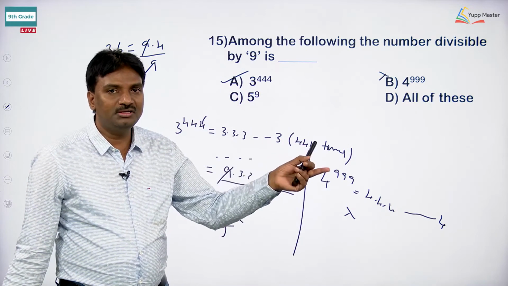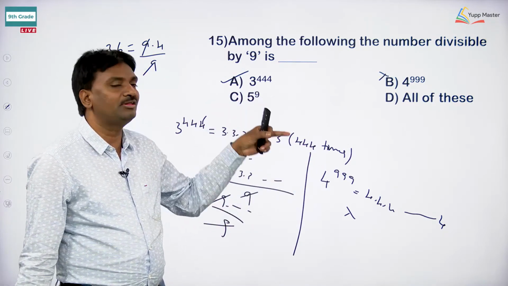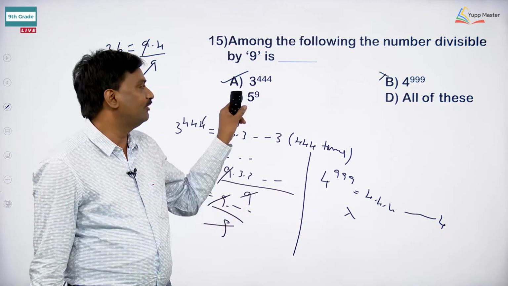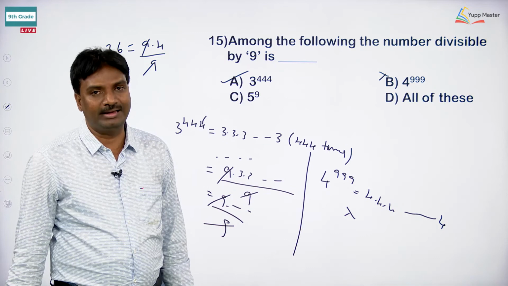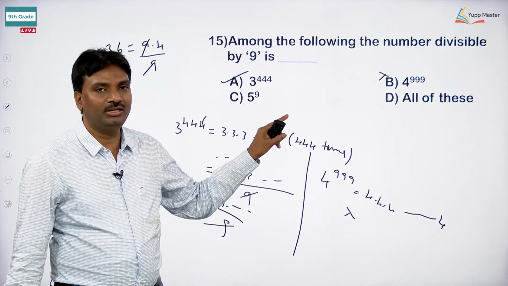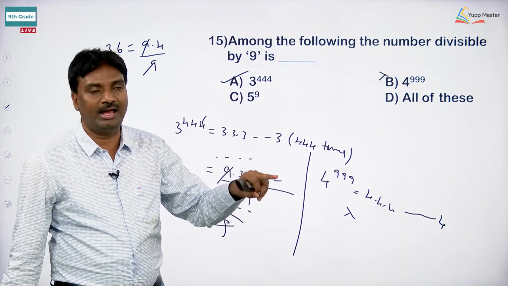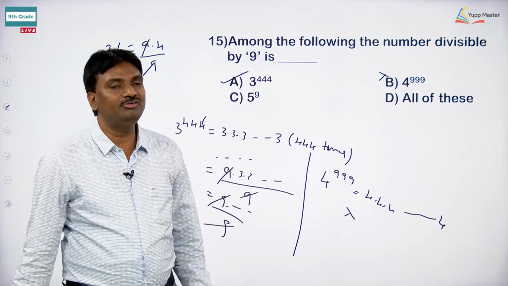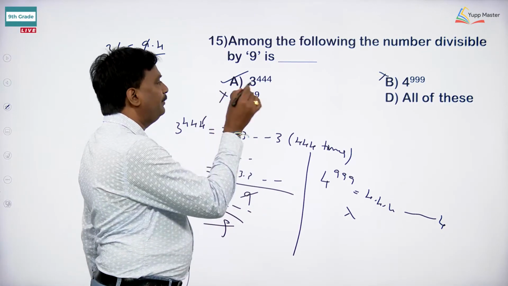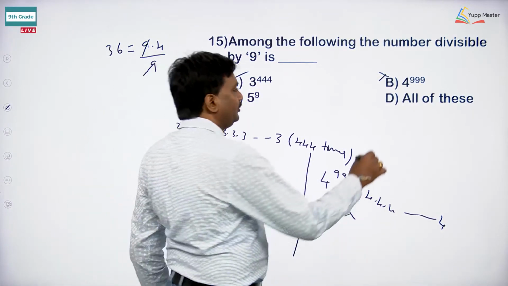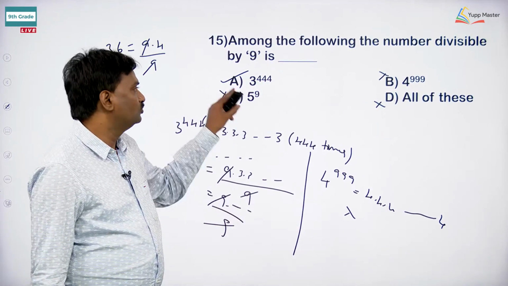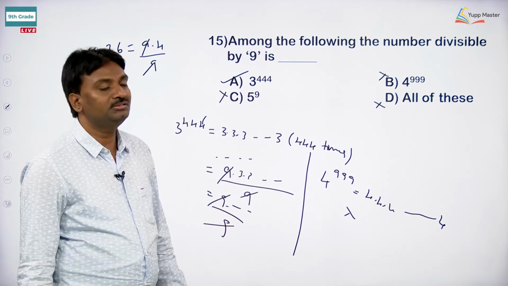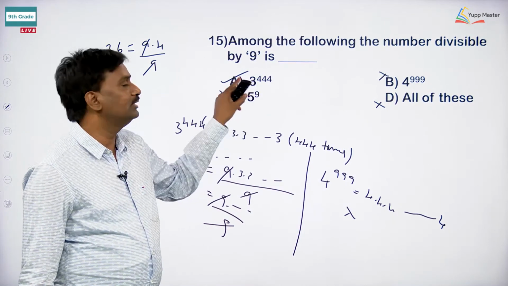When option B is not correct, then we don't need to check whether option C is correct or not. Here 5^9 is 5 into 5 into 5 and so on, 9 times. So you will get 5 into 5 is 25, 25 into 5 is 125, like that. That is also not divisible by 9. So when B and C are not correct, we don't need option D, which is all of the above. So for the given problem, the correct option is 3^444, that is option A.